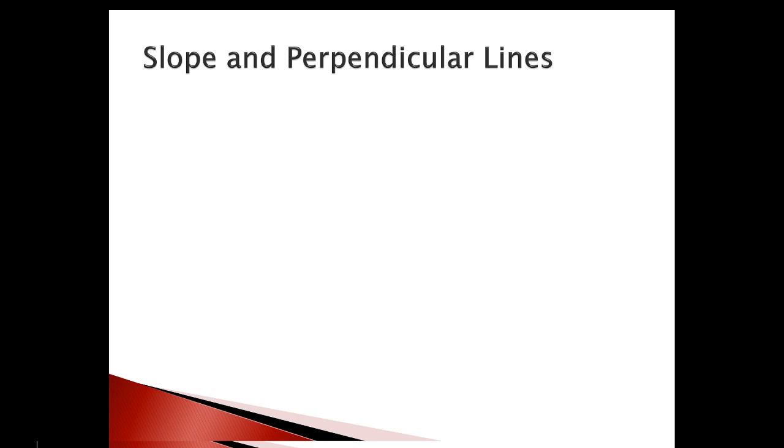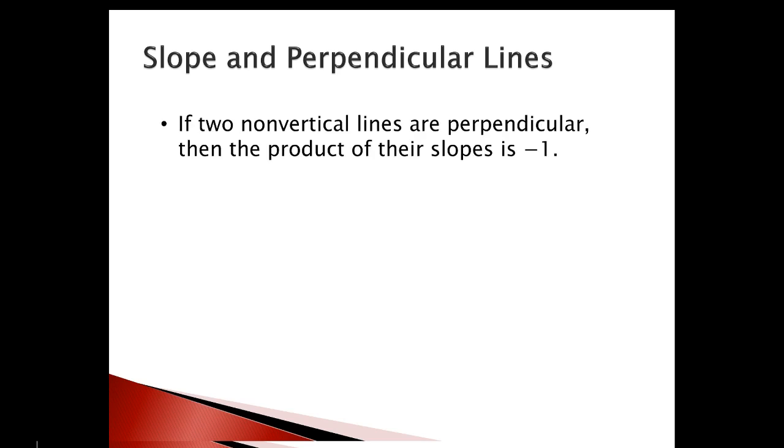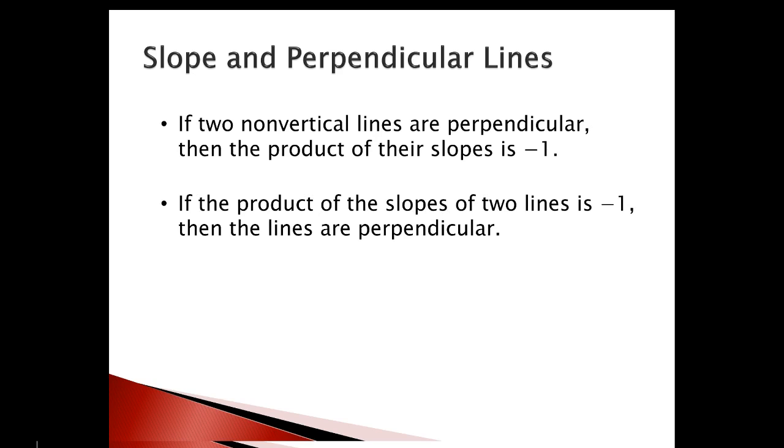Now here we are going to talk about the relationship between the slopes and perpendicular lines. Perpendicular slopes are negative reciprocals of each other. That means if we take the product of the slopes of two perpendicular lines, the result is always equal to -1.